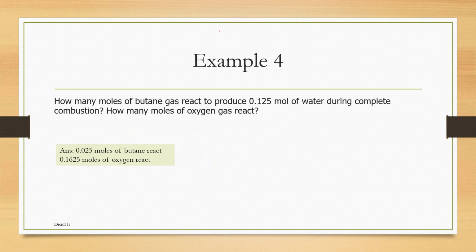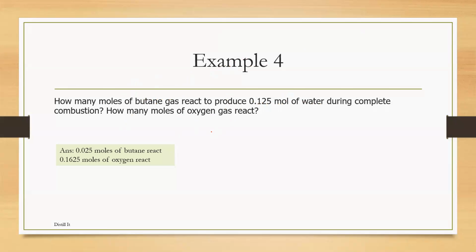Pause the video and try to solve this problem yourself. Hope you could solve this problem yourself. If you haven't, then please look at the solution. How many moles of butane gas reacts to produce 0.125 moles of water during complete combustion? How many moles of oxygen gas react?